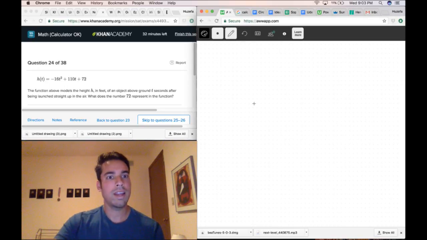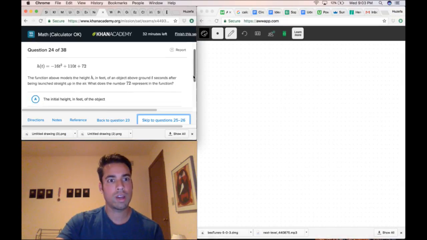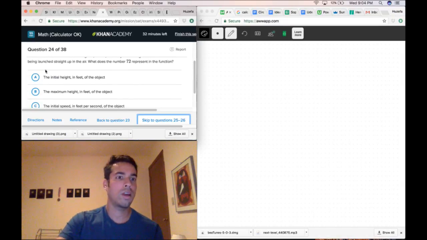The function above models h in feet of an object moving above the ground t seconds after being launched straight up in the air. So just go boom like this, and then it's going to come back down. And it says, what does the number 72 represent in the function? This is our constant. So what does that tell you? At time 0, it's already 72 feet. They're launching it from a height of 72 feet straight up. This is the initial height. That's it.